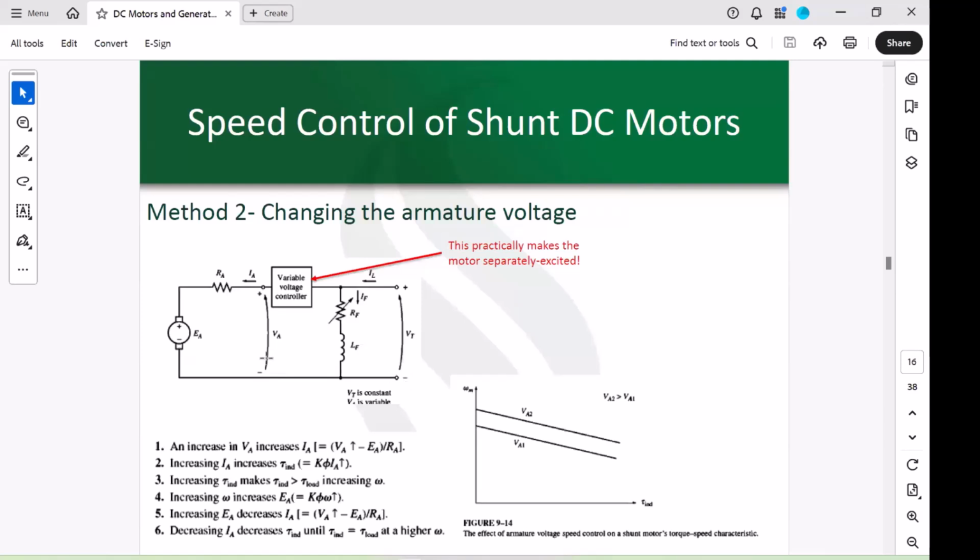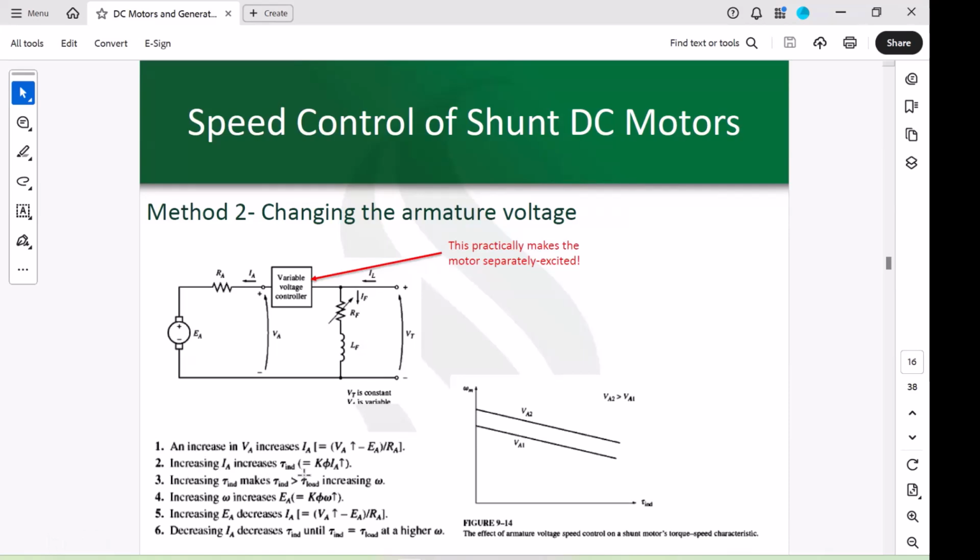So effectively, it's as if we have a separately excited DC machine now, instead of a shunt DC machine. Putting this variable voltage controller is as if we are making the circuit of the armature independent from the circuit of your field. In other words, you're effectively making it a separately excited motor now. Which means that you could change the voltage applied to the armature. So how does that work? If you increase VA, that will result in increasing IA.